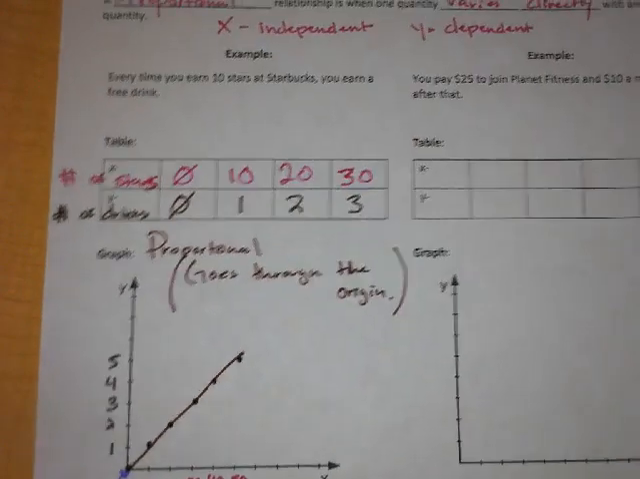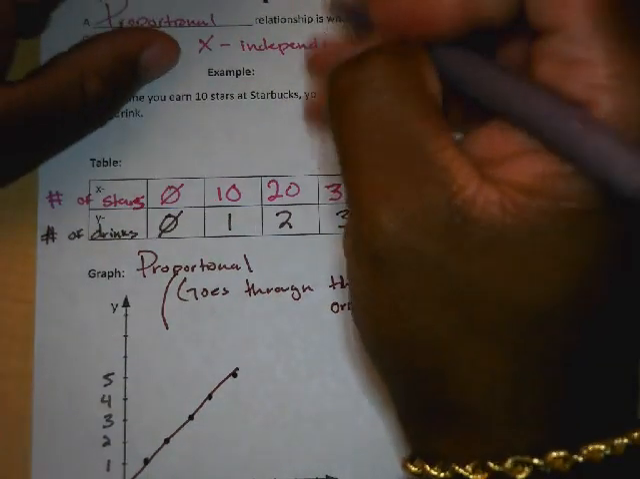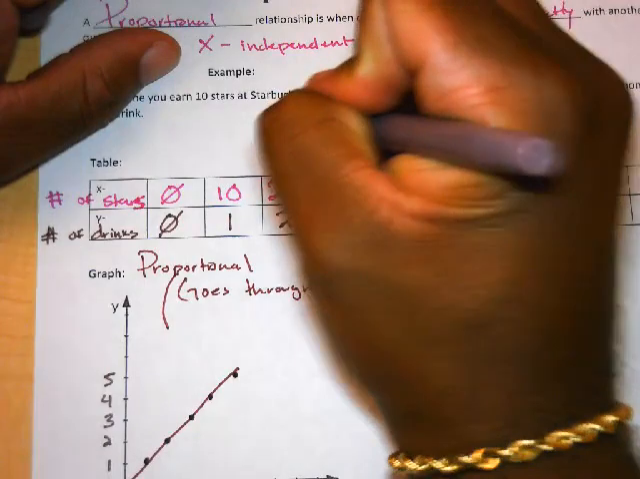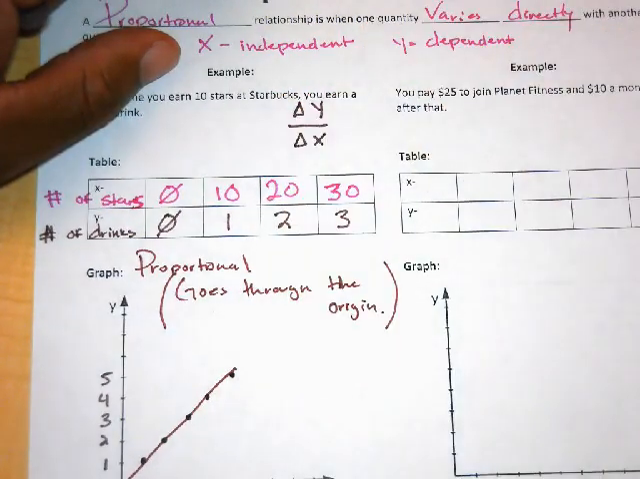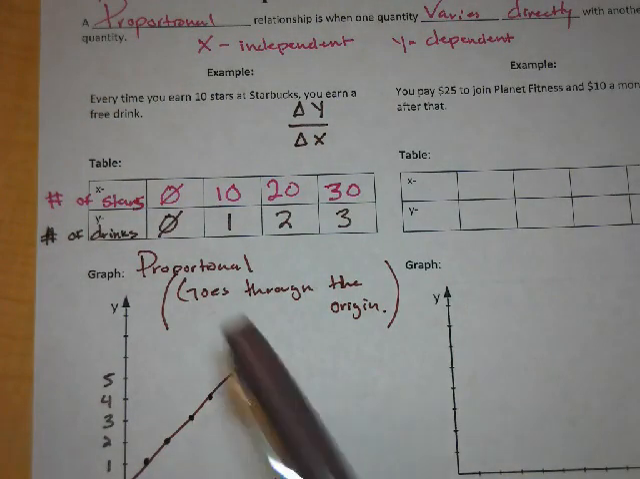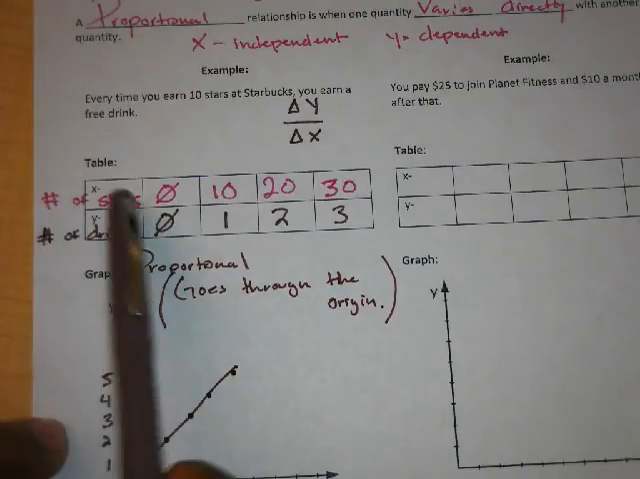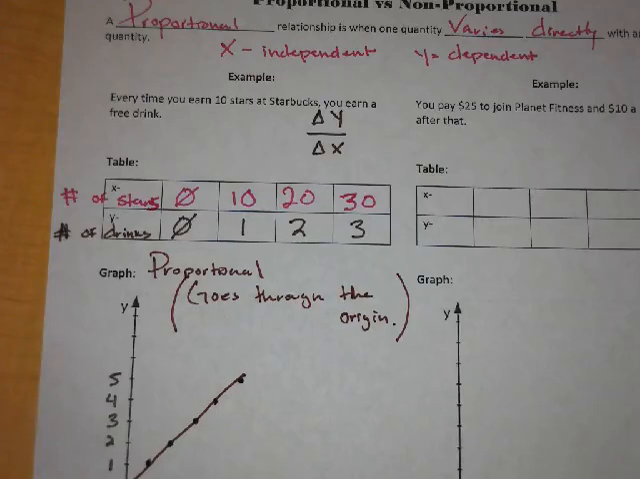Now, if I look at the table, how can I tell that the graph is proportional given the table? What we would like to do is put the change in y over the change in x. So I look at the y, which is here. What is that changing by? If I go from 0 to 1, it's changing by 1. So the change in y would be 1.